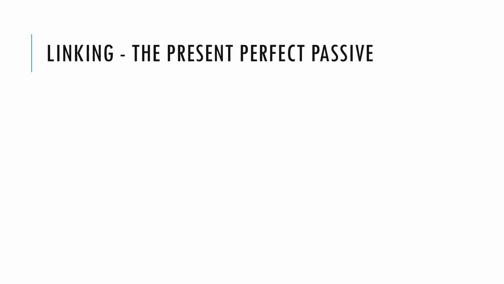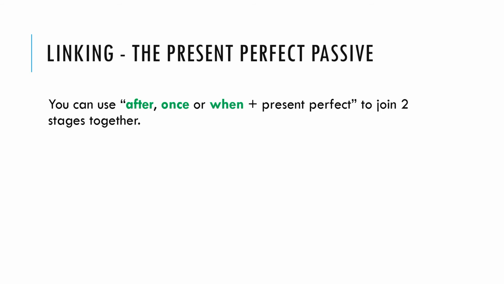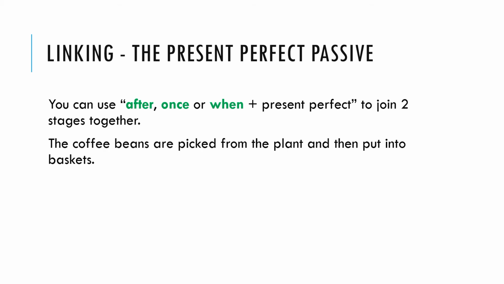So, using the present perfect to link with. When we're using a perfect tense, we're really talking about 2 points in time. We can talk about what happens now and something that's just happened just before. So, to do this, we can use after, once, or when, plus the present perfect to join 2 stages together. So, the coffee beans are picked from the plant and then put into baskets. So we're just using a linking verb there, and then.